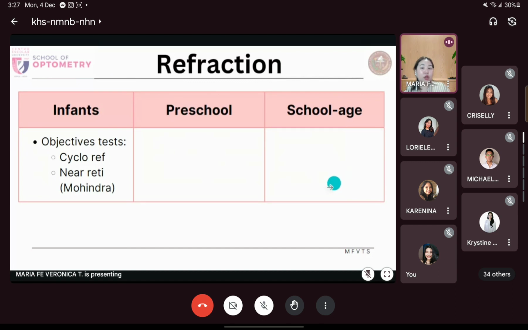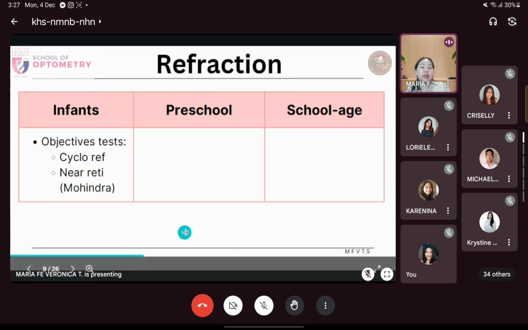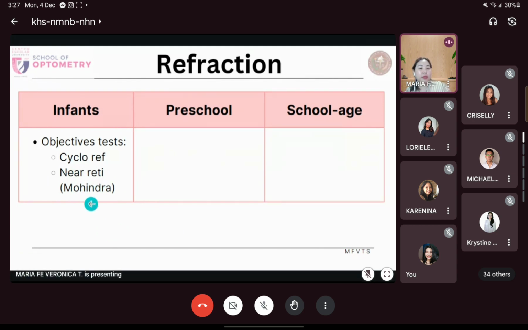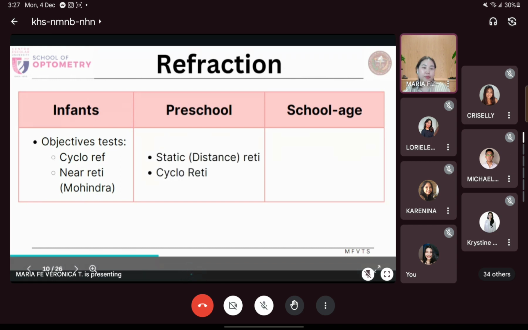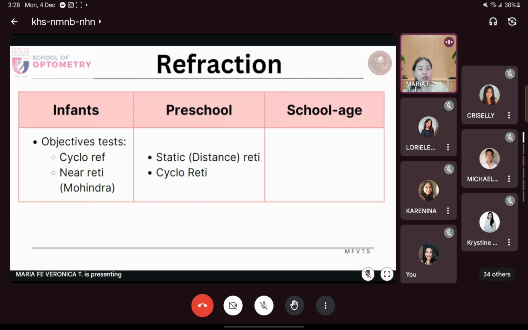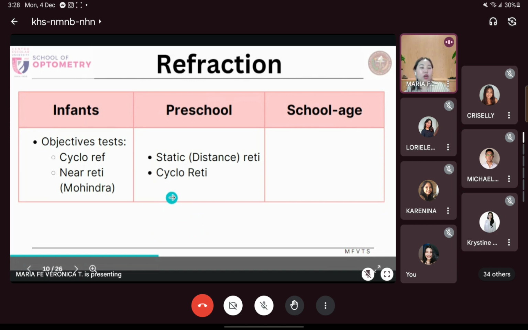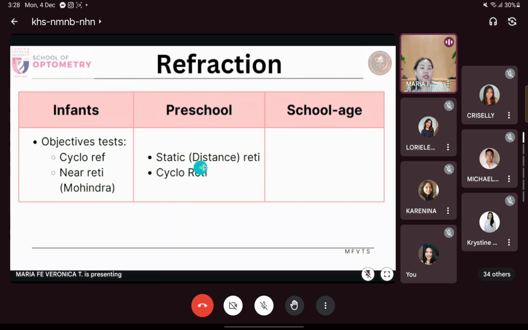Sa refraction naman, kahit infant yan, it is still possible to do refraction. Yun nga lang, limited testing ka lang. When it comes to infants, you cannot do subjective tests, so magre-rely tayo sa objective tests such as cyclorefraction or the near retinoscopy or our Mohindra technique. So this Mohindra naman, I will discuss it in Pedia 2 kung paano siya ginagawa. For preschool, refraction is still possible, pero you can also rely on objective test lang, such as distance retinoscopy, or this is our VT number 4, or you can make use of cycloretinoscopy.